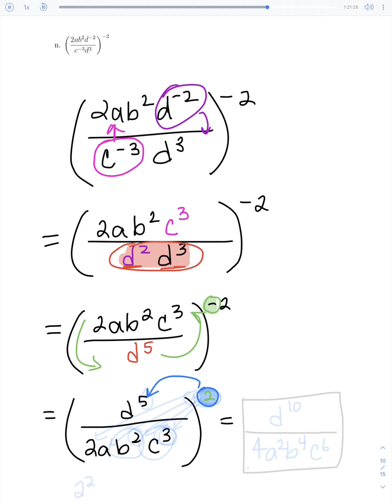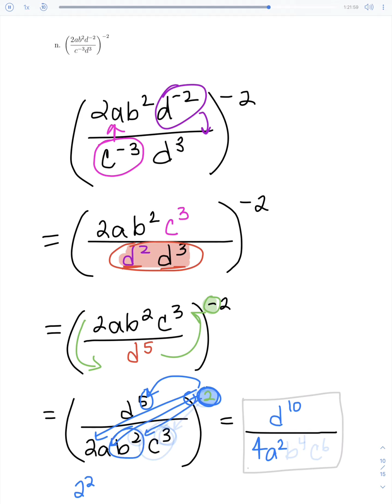Well, remember, when I'm raising a power to a power, these parentheses should be a reminder that you're going to multiply the exponents. So it becomes a d to the 10th, because 5 times 2 is 10, over, let's see, I also have to square the 2. Well, 2 squared is 2 times 2, which is 4. I also have to square the a on the bottom, so that's a squared. I also have to square the b squared.